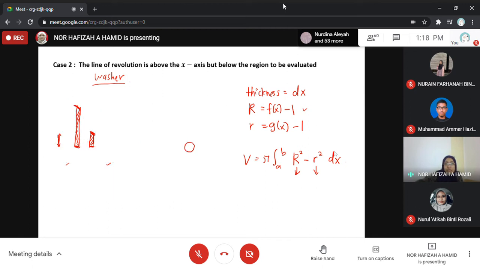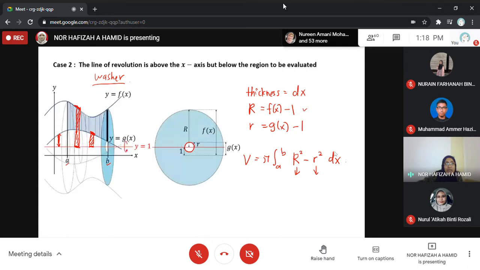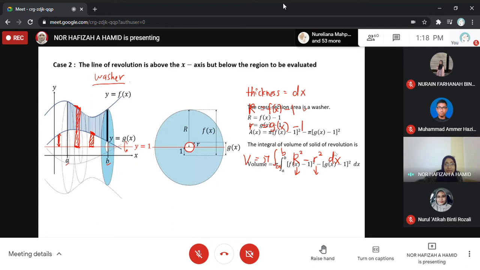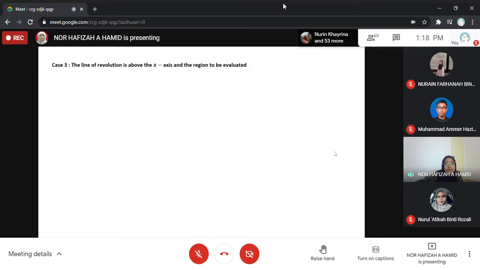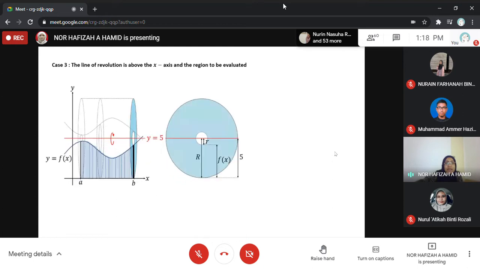So kalau kita tengok case 1 dan case 2 sebenarnya konsep dia sama je. You nak kira konsep to calculate the outer and inner radius. Yeah. Kita akan start dengan axis of revolution. Okay, so untuk case 3, the line of revolution is above the x-axis and the region to be evaluated. So untuk case 3 ni, dia tukar axis of revolution tu dekat atas shaded region. Okay, so the revolve by the y equal to 5. Okay, first you determine the strip. Okay, so strip dia must be vertical to the axis of the revolution. So we need to draw vertical strip. So kalau vertical, thickness is equal to dx.